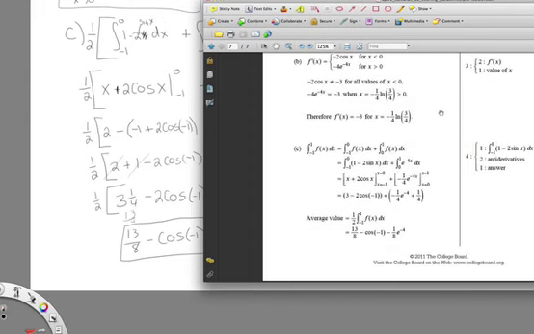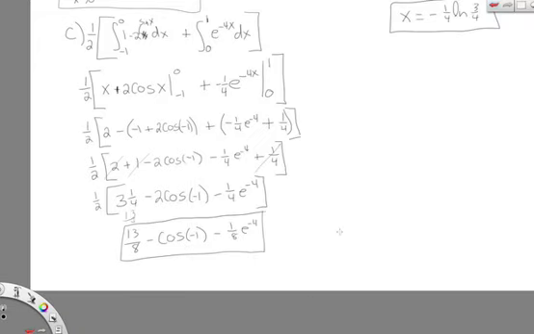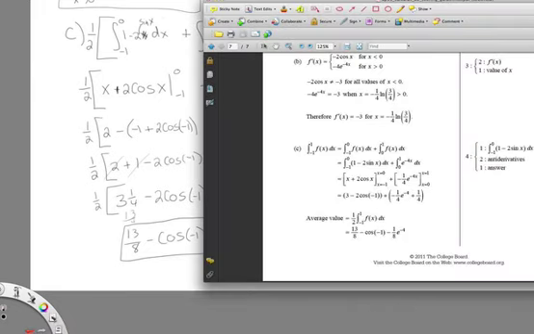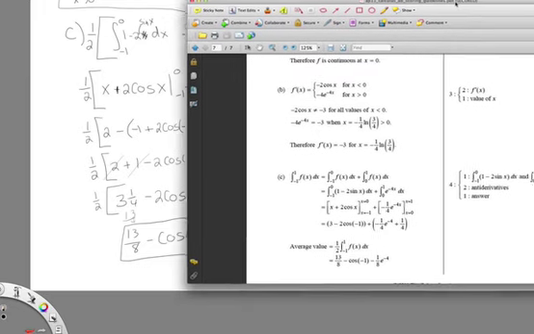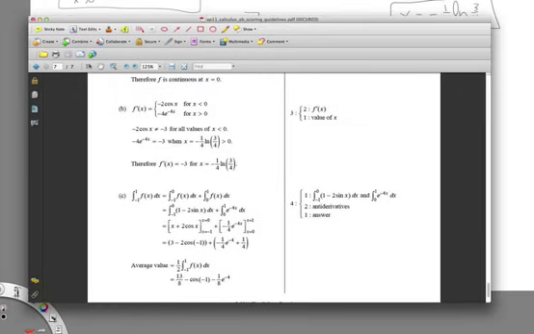And then let's see if we did this one right. 13/8 minus cosine of negative 1 minus 1/8 e to the negative 4th. All right, I'm a little surprised, but we got it right. Excuse me here. Let's move this over, so you can see how you got your points on this last one.